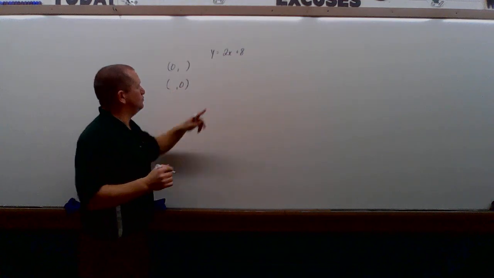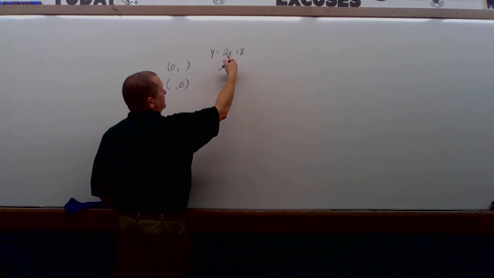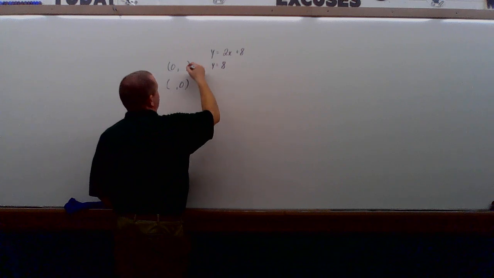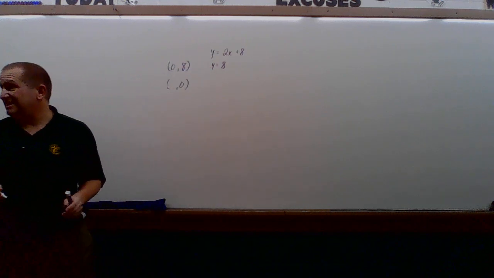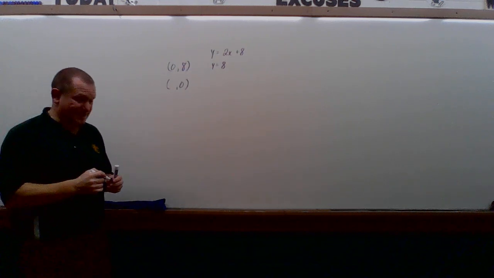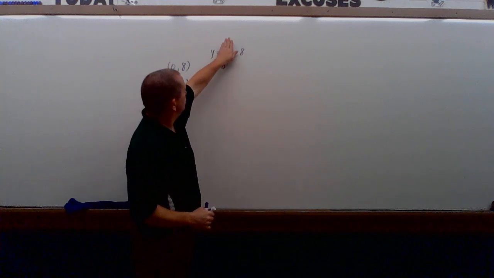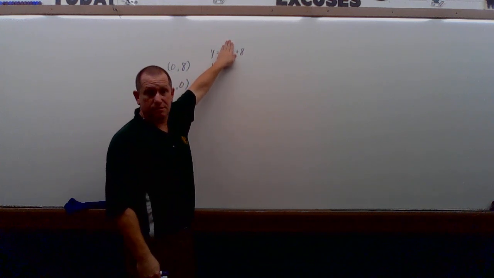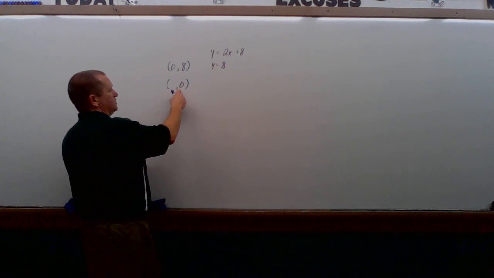This is why we like this. What happens to my 2x? It's really 0, so y is equal to what? 8. I'm done, right? That's an easy one. So again, that's why we like 0, right? Because when we put 0 in there, we're done. Now, we're going to do this one right over here.